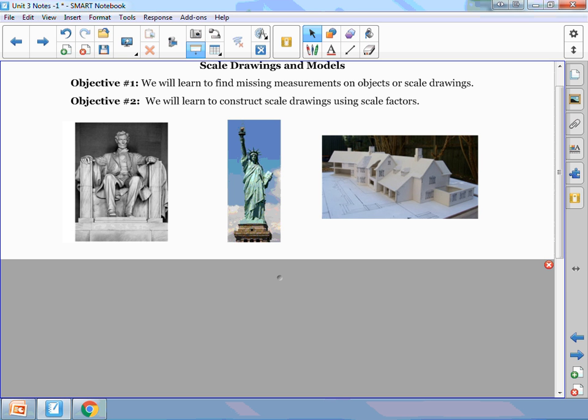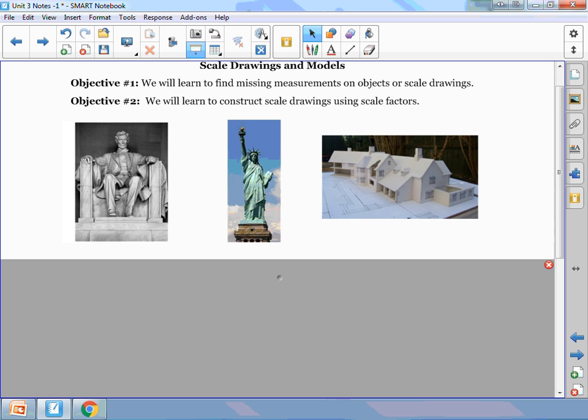Yesterday, if you remember, the two that I pulled out were the bobblehead doll, which clearly was not a proportional representation, and the race car, which was a representation. I just put a couple up here. Scale models and scale drawings are everywhere in the world. You can see them all the time.